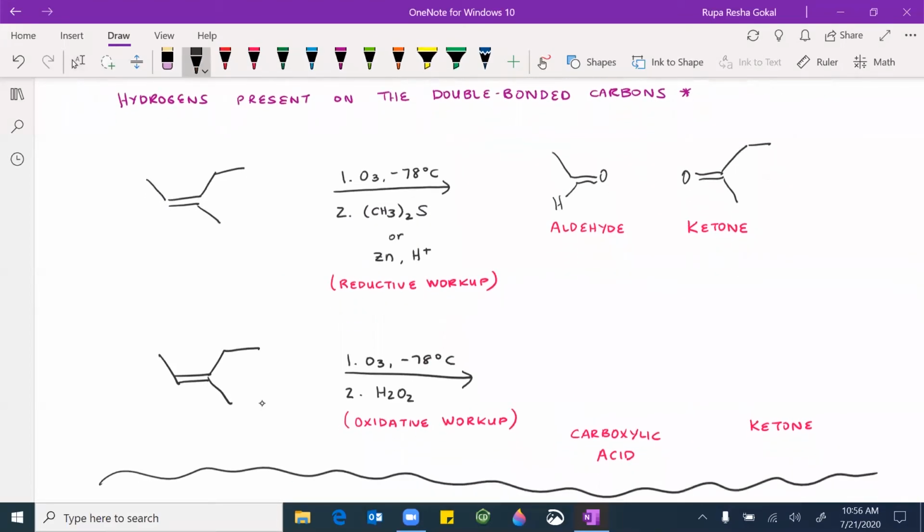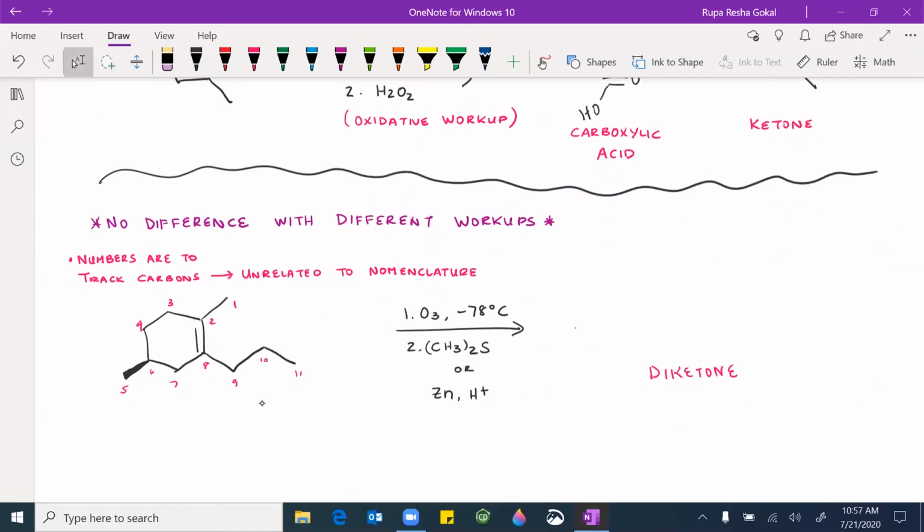When you have an oxidative workup, you're still going to have ozone do the same thing. But if you have any hydrogens on your carbonyl carbon, they're going to get an oxygen shoved in between that carbonyl and that hydrogen. So when I treat this tri-substituted alkene with ozone followed by an oxidative workup, I make a carboxylic acid and a ketone. When I treat this tri-substituted alkene with ozone followed by a reductive workup, I end up with an aldehyde and a ketone. You with me? Yes.